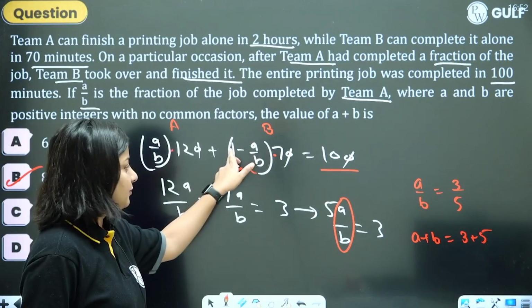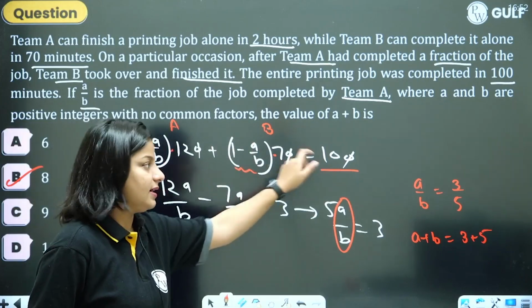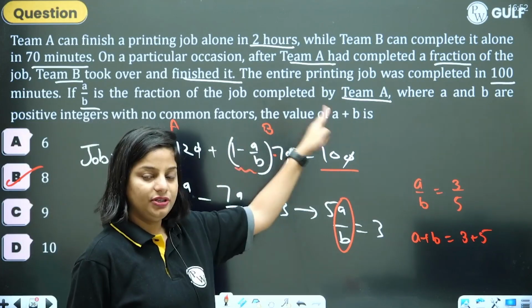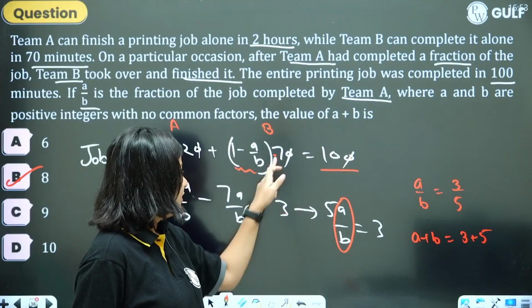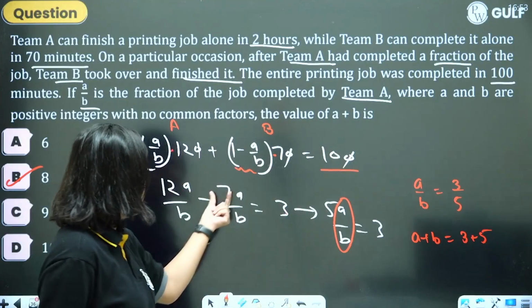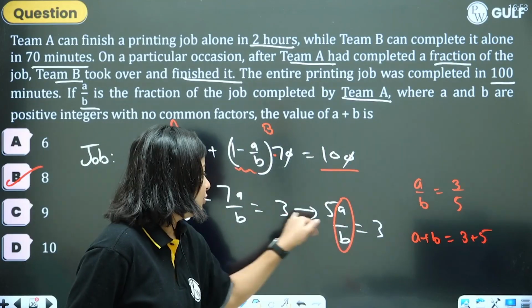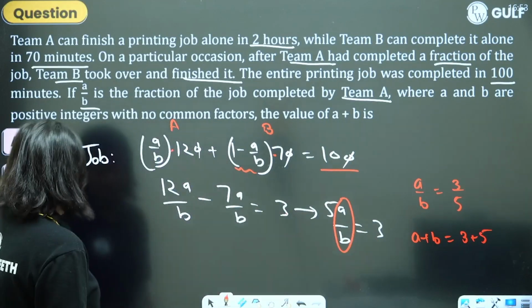This 7 multiplied here goes on the other side. So 7 plus 7 on the other side is 10 minus 7, 3. And minus 7A by B. 12 minus 7, 5A by B equal to 3. Right? Next one.